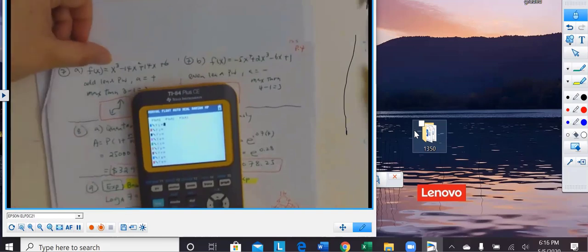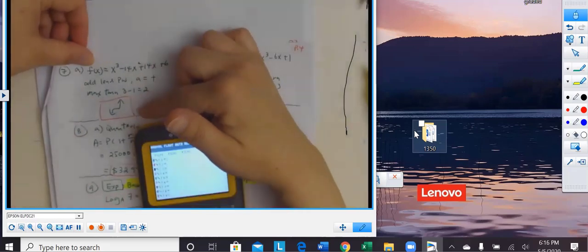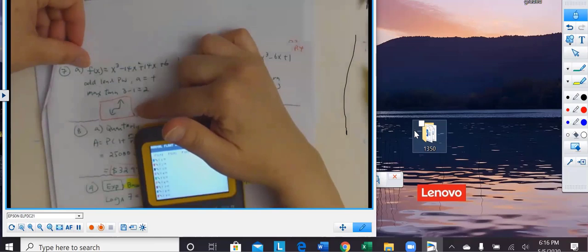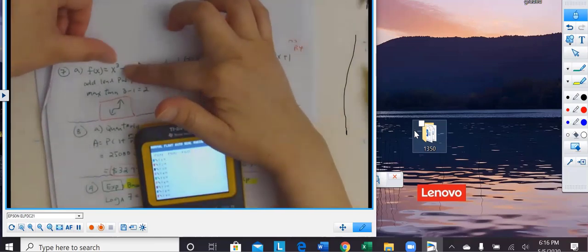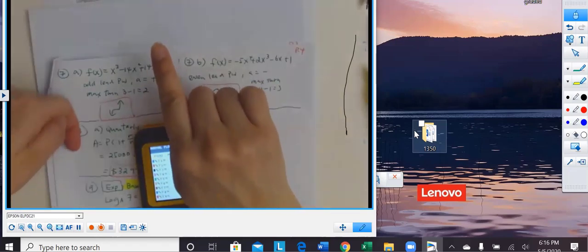For example, the first one, because they only ask you about the shape of the graph, I only need to know this. This is x cubed, which is an odd leading power, so it means one side up, one side down.